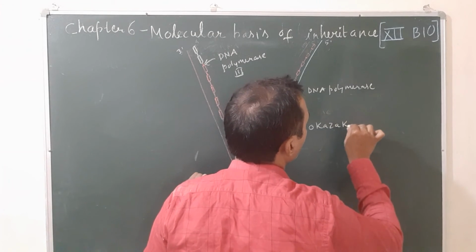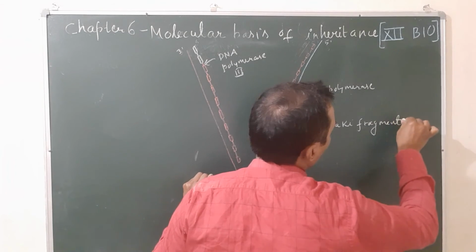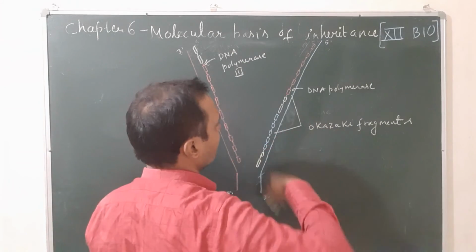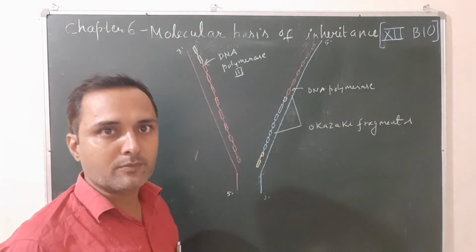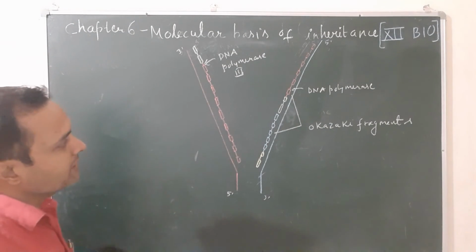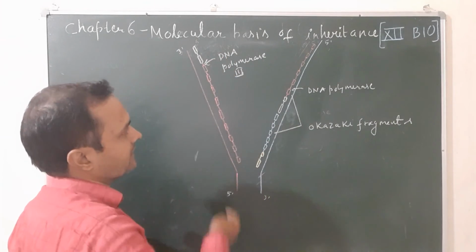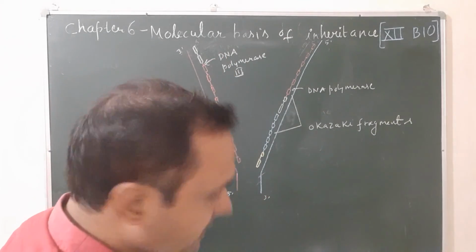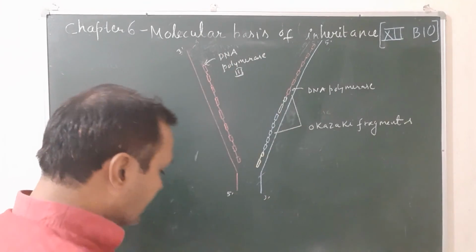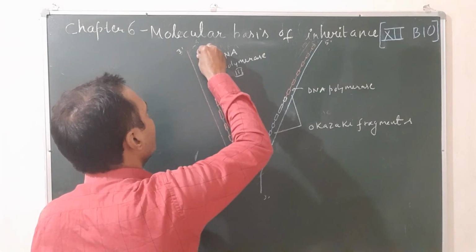Okazaki fragments. So what are Okazaki fragments? Small segments of DNA that are synthesized on the DNA strand having polarity 5' to 3' are known as Okazaki fragments. Later on, the next step is removal of primers. These primers are removed by DNA polymerase I, and synthesis takes place and new nucleotides are added.